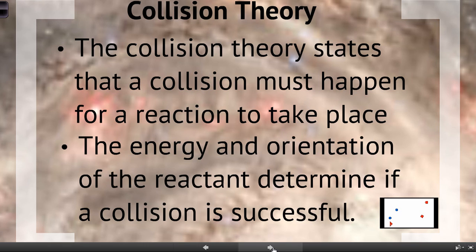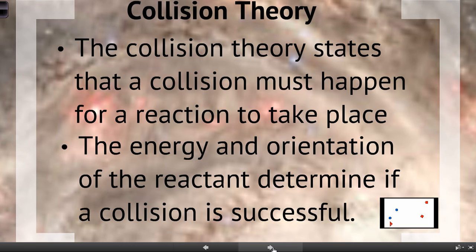So, guys, collision theory states that a collision must happen for a reaction to take place. So, reactants must collide in order for the reaction to occur. Now, the energy and the orientation of the reactants determine if a collision is successful. So the energy is how fast they're moving. So think about a collision in a car. If you're driving a car, a low energy collision would be just a little bump. You weren't moving very quickly. A high energy collision would be you going 100 k's straight into a wall. That would be a really high energy collision.